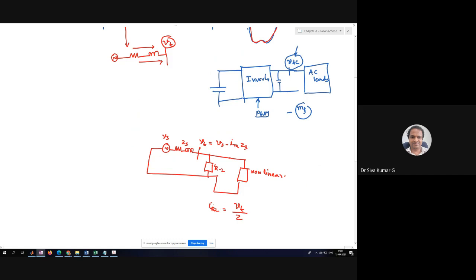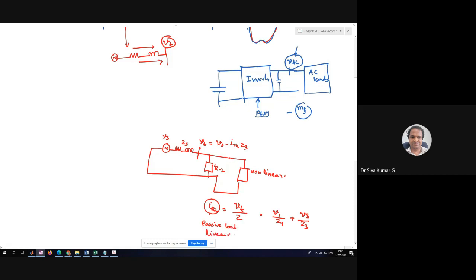Let us assume that. My point is, the current flowing through the RL has the fundamental voltage divided by Z1, and also the third harmonic voltage divided by the third harmonic impedance. This load is an RL load, which is a passive load, and which is a linear load also.